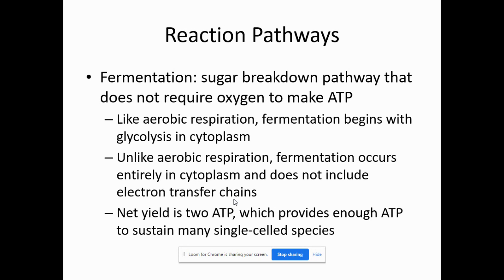All right. So unlike aerobic respiration, fermentation occurs entirely in the cytoplasm and does not include electron transfer chains. The net yield is 2 ATP, which provides enough energy for many single cell species, and it provides enough energy to run through it again, okay?